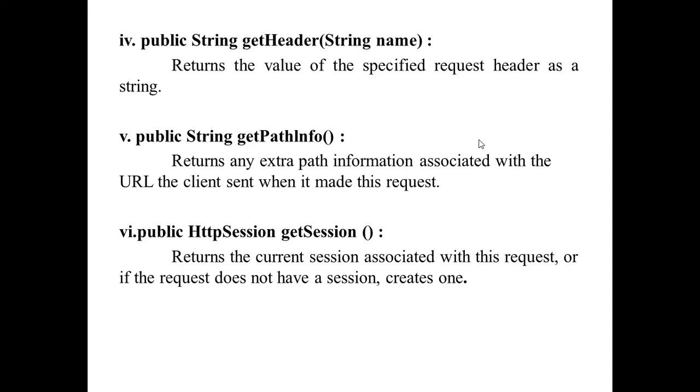Fifth method is public String getPathInfo. This method returns the path information about the servlet path. So if you want information about the servlet path, that time the getPathInfo method is used. It returns any extra path information associated with the URL the client sent when it made the particular request.